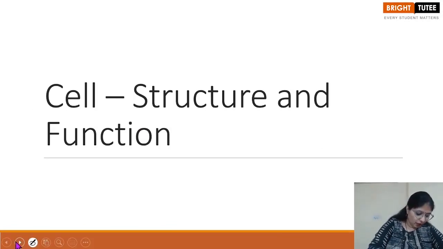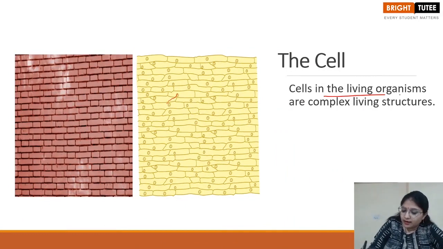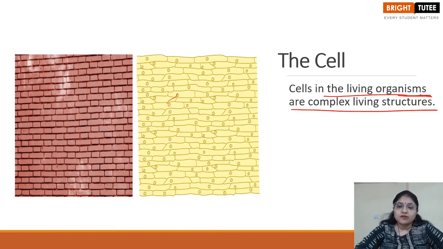So basically, when we talk about the cell, it is the structural unit of your body, right? Cells in living organisms are complex living structures. Why do we call them complex living structures? Because whatever life processes an individual is performing, say nutrition, respiration, excretion, and so many other things that a human being or any living organism performs to sustain life, it is seen in the cell as well, right?